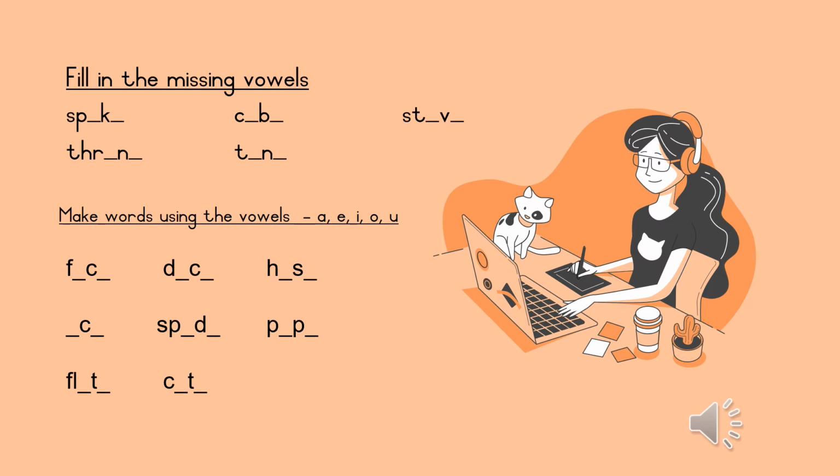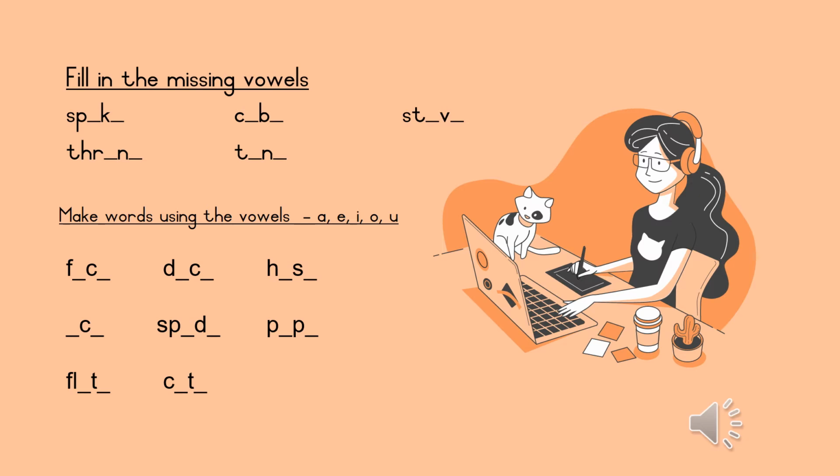We are using list words to complete this worksheet. In the first one, it says fill in the missing vowels. They should only be OE and UE words. There are 5 words for you to complete.